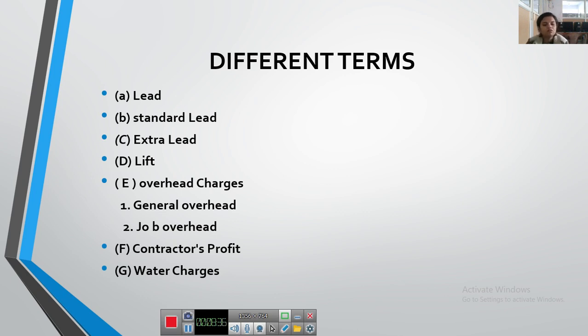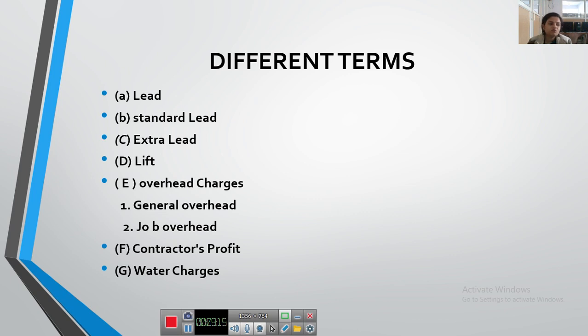And the last is water charges. Always remember water charges for preparing the rate analysis of PCC, that is plain cement concrete, RCC, reinforced cement concrete, plastering, brickwork, etc. We need 1 to 1.5% of the cost of the material and labor added as water charges. All these things are mostly asked in interviews if you are going to do any government job, like PWD, ZP, etc.